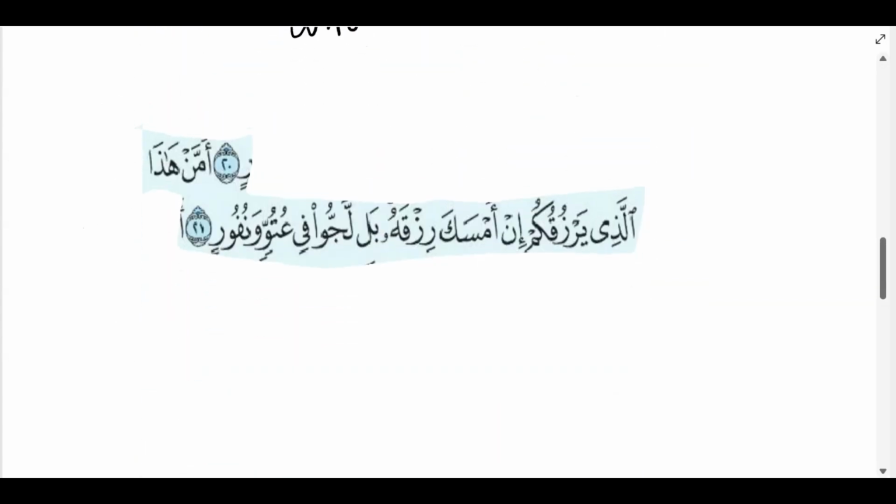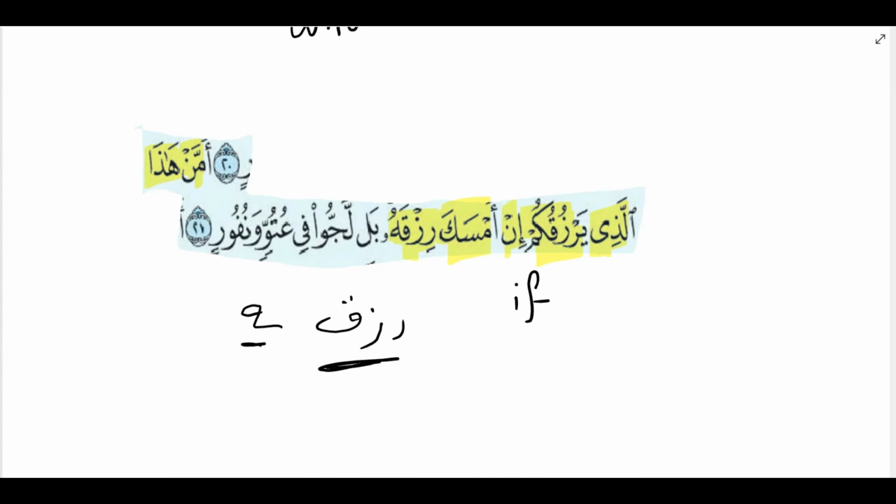Now the next ayah. Same thing. Amman, or who is he, this one that will, yarzuqukum. Yarzuq, a present tense verb, means to provide; kum, provide for you, the plural. Or who is he, the one who will provide for you if, in, amsaka, a past tense verb, he held his rizqih. Rizq, we talked about this before, means provisions. His provisions, it's referring to Ar-Rahman, the compassionate one.